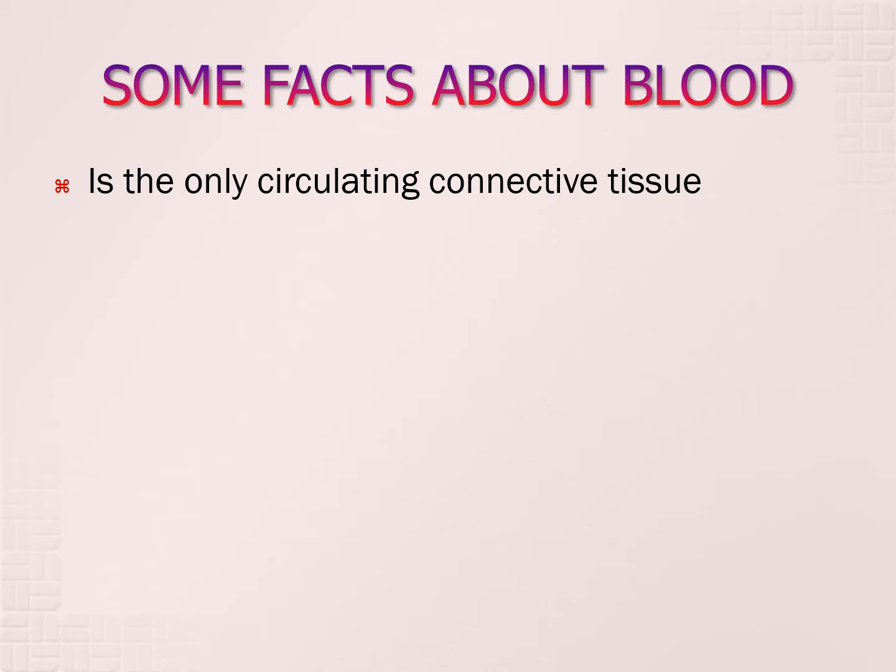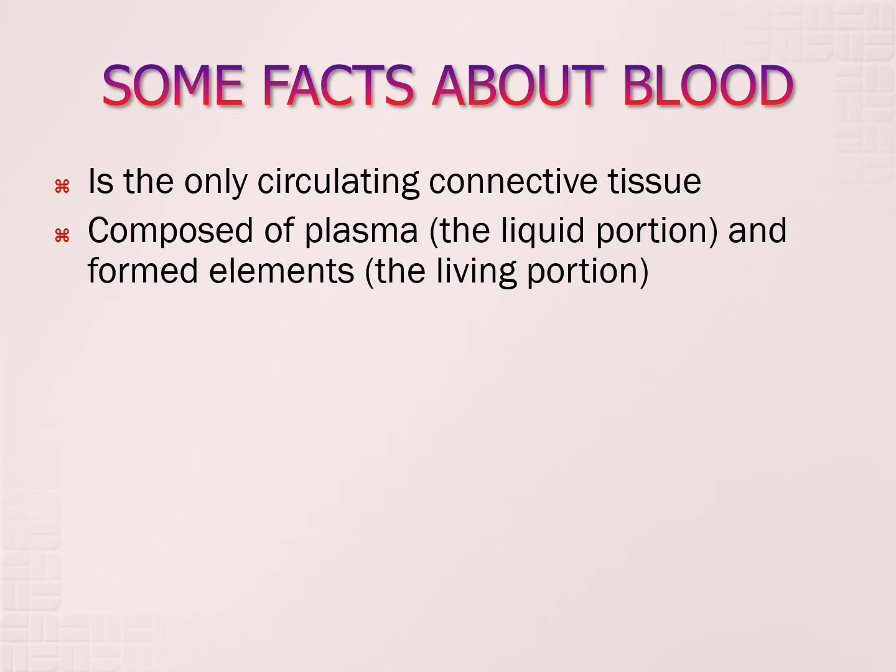You guys have all heard of plasma. Plasma is the liquid portion of blood. Well, that would be what we would call the matrix and the ground substance. And so that's what this is talking about here. When we talk about plasma, plasma is the liquid portion. It is almost entirely water. So we would talk about how the matrix of blood is a liquid.